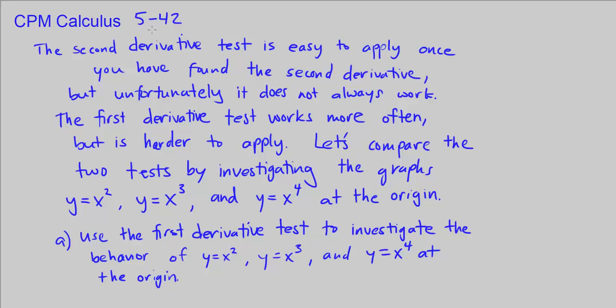This is CPM Calculus Chapter 5, number 42. So the second derivative test is easy to apply once you've found the second derivative. It is pretty easy. You just take f double prime at the zero you're looking at. If it's positive, concave up; negative, concave down. That would be a minimum, that would be a maximum, right?